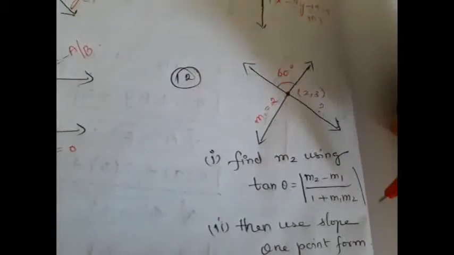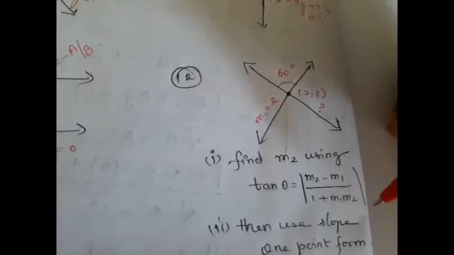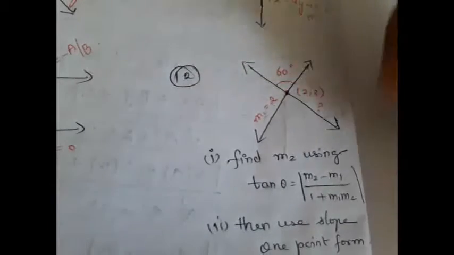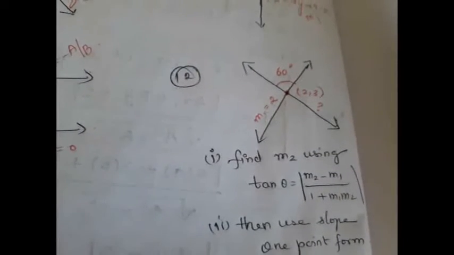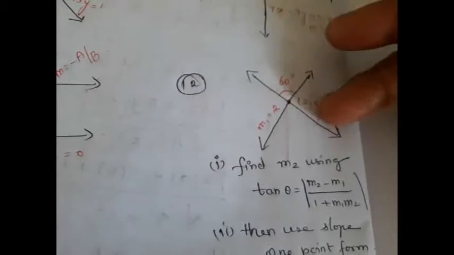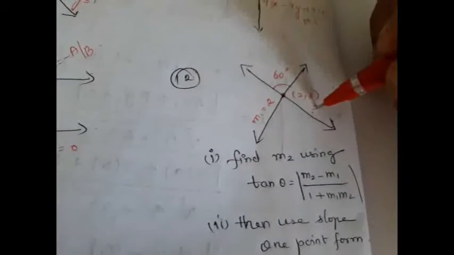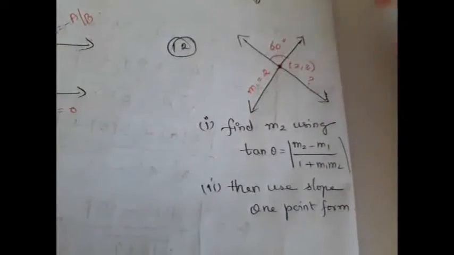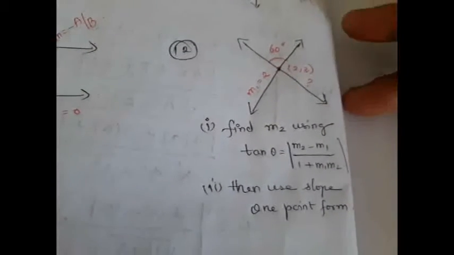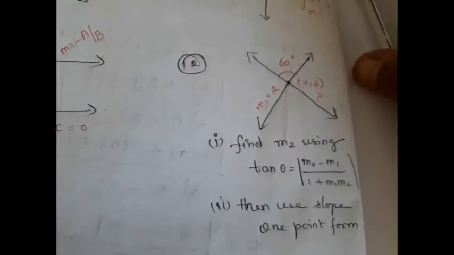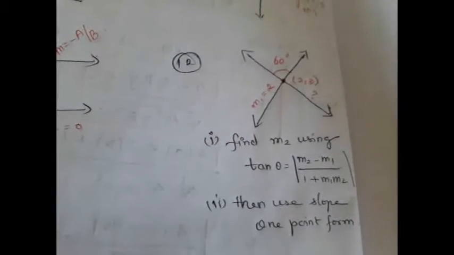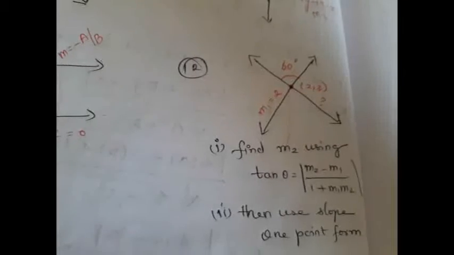Since we have modulus, we will get two values for that m2. What will happen if it is positive? What will happen if it is negative? So we will get two values for m2. Once we get two values for m2, we got our slope. Then with slope-one-point form, you can give the equation. Since you have two values for m2, you can give two equations of the line. Yes? Hope you understood. Let us move on to the next question.